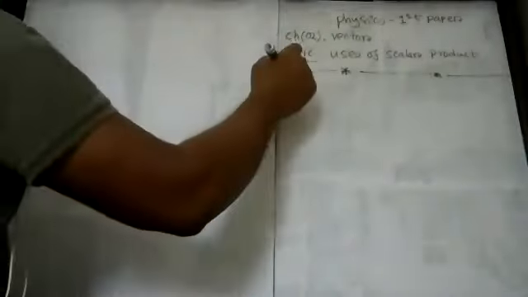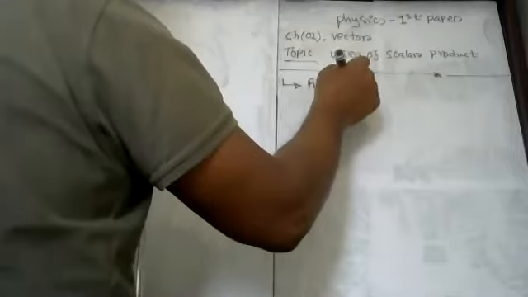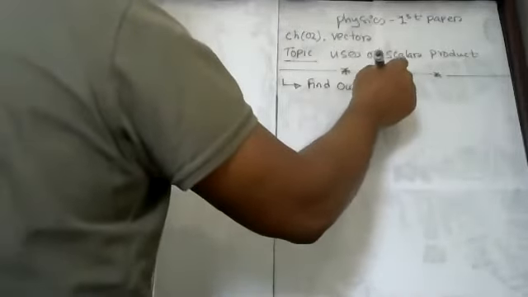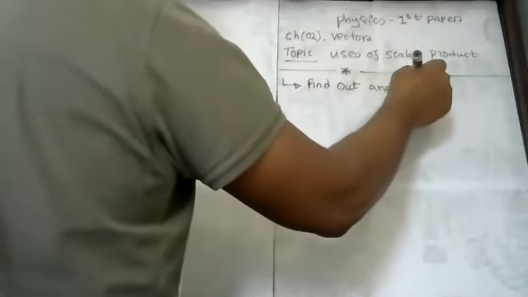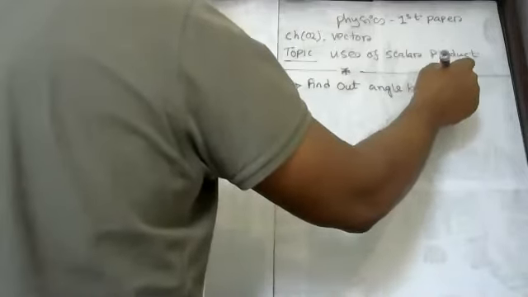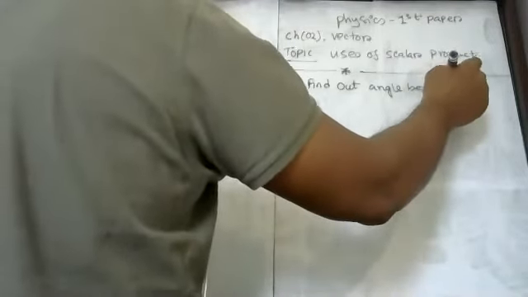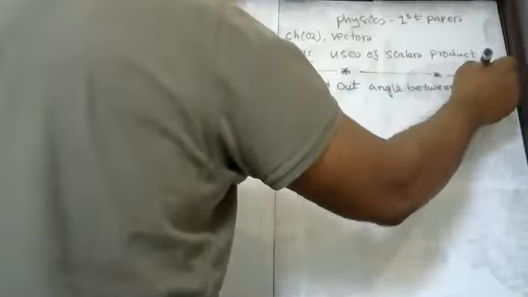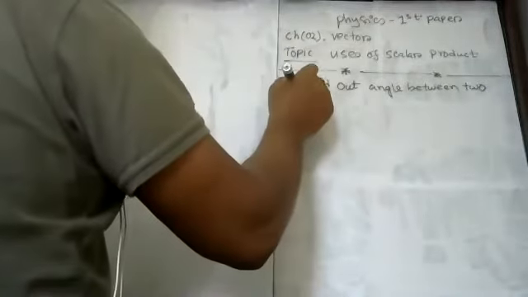In the first case, I'm going to find out the angle between two vectors. My dear student, in the first step, I'm going to find out the angle between two vector quantities. So, find out the angle between two vector quantities.